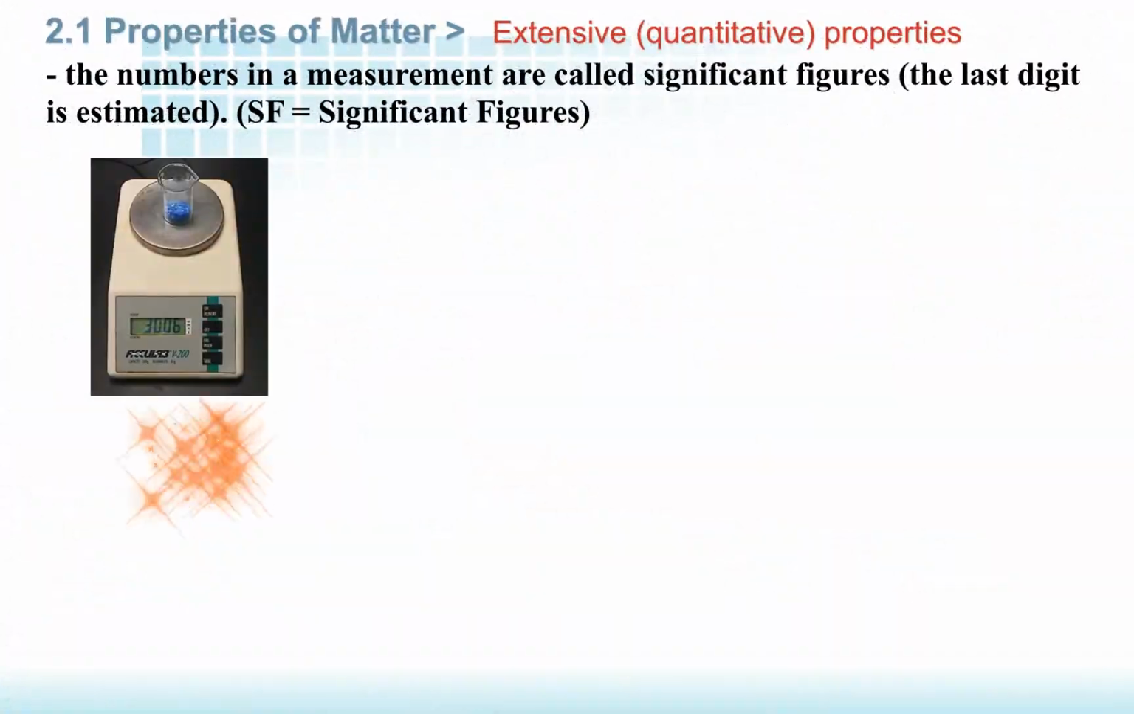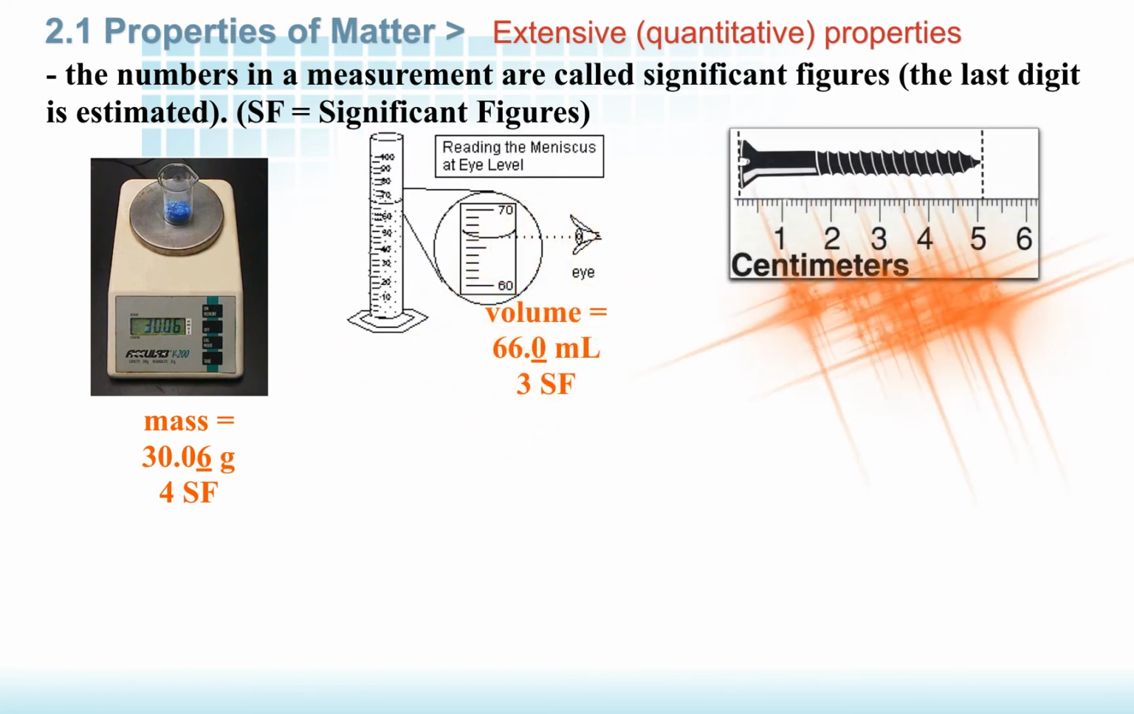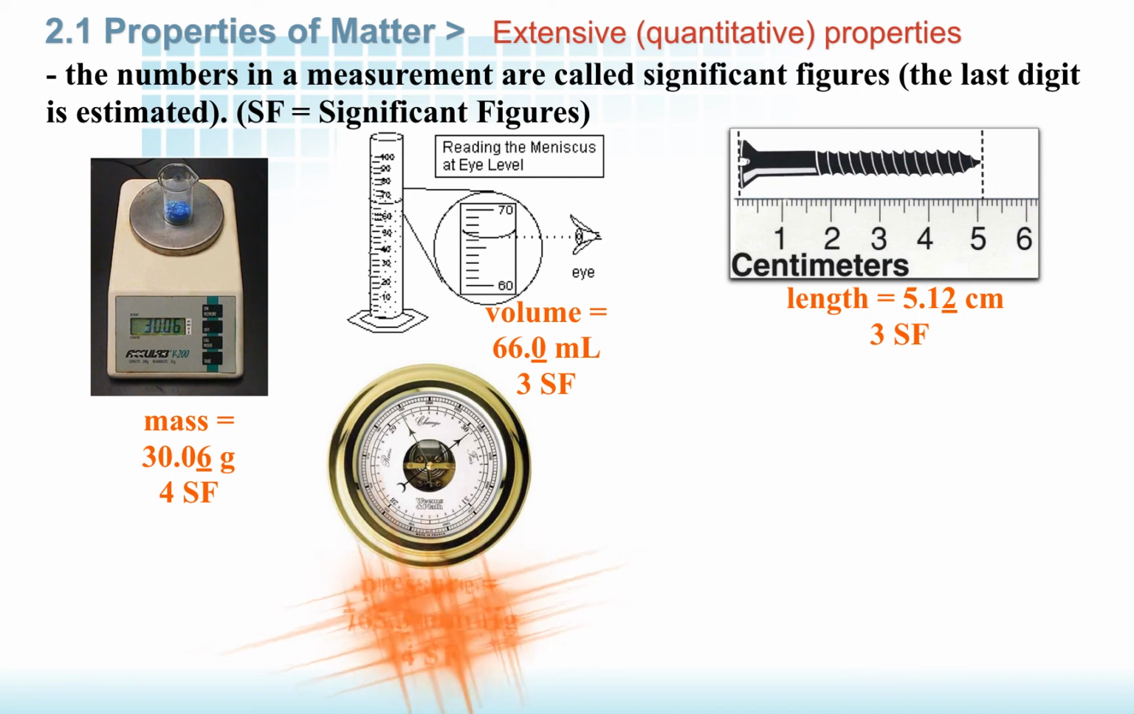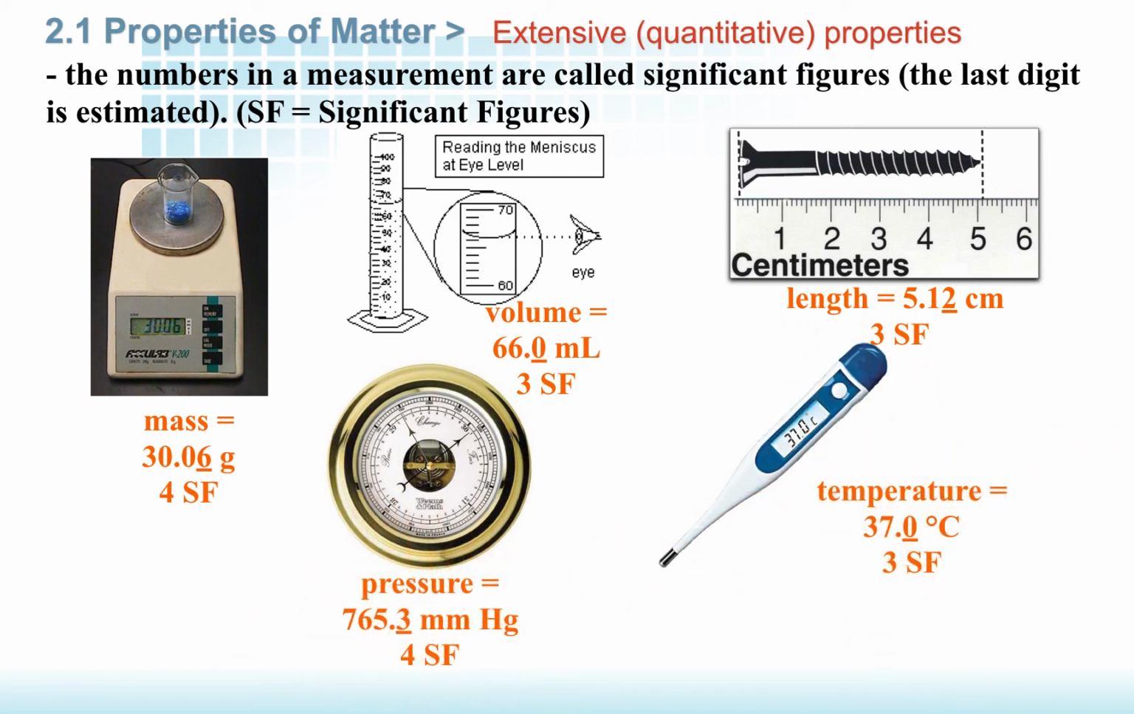Now, here are some examples of extensive properties. I have the mass of 30.06 grams of crystals. I have a volume of water at 66.0 milliliters. I have a screw that has a length of 5.12 centimeters. I have the pressure being 765.3 millimeters of mercury, and I have a temperature of 37.0 degrees Celsius.